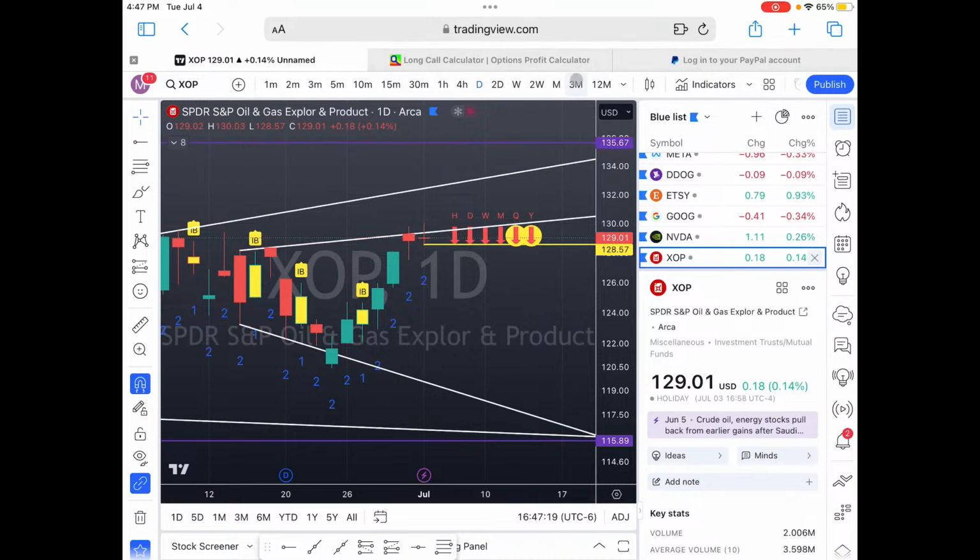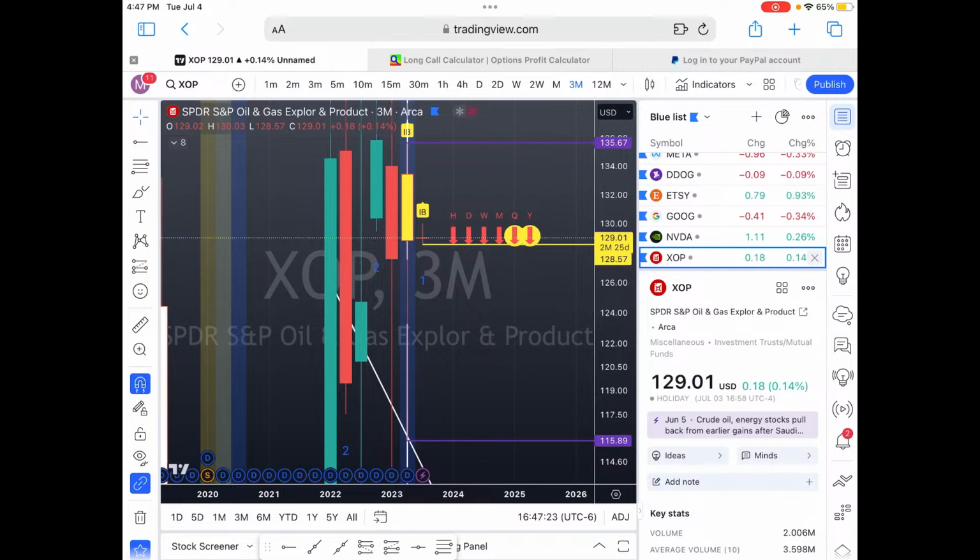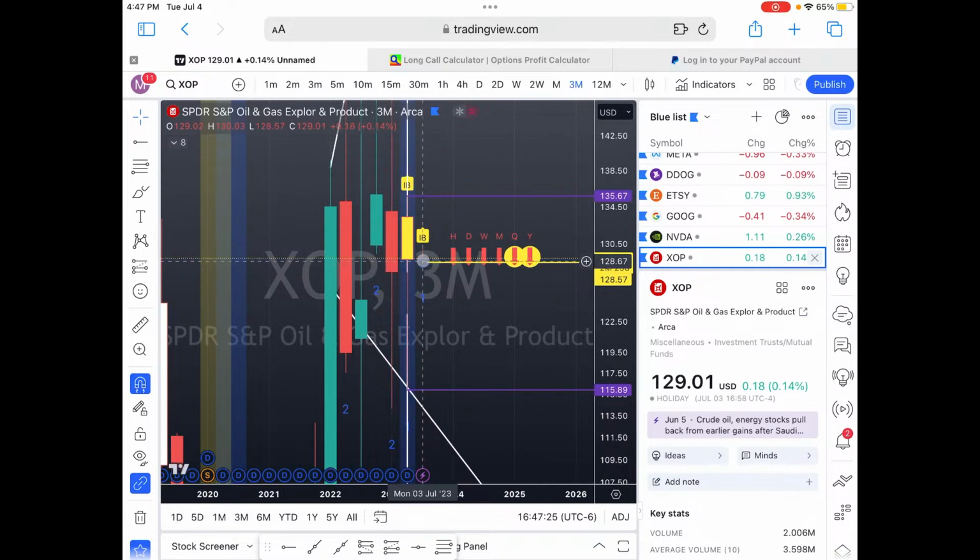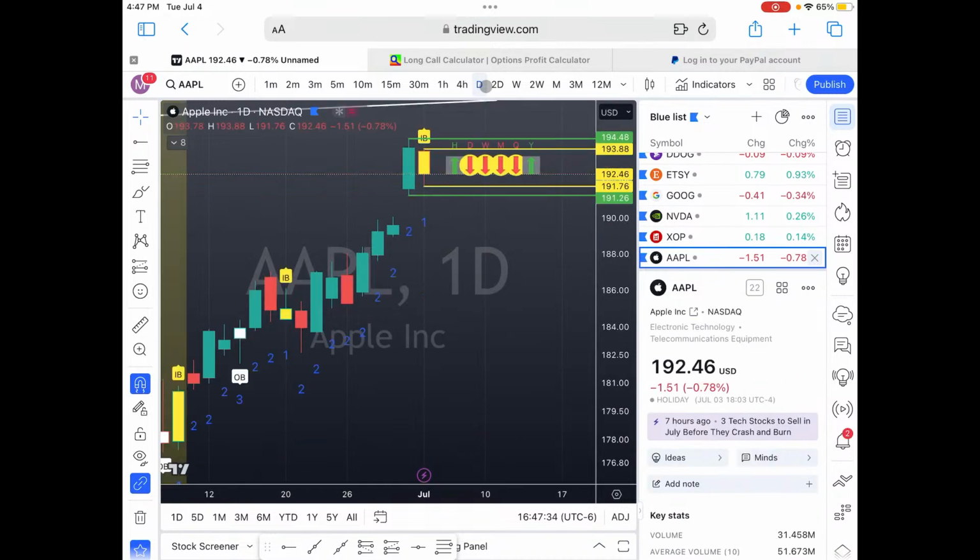If I go to the 3-month chart on XOP, there's that inside bar, and we are currently sitting right in the middle of that inside bar. Which way is it going to go? We'll find out. We'll find out soon enough. Okay, so XOP, on to Apple.